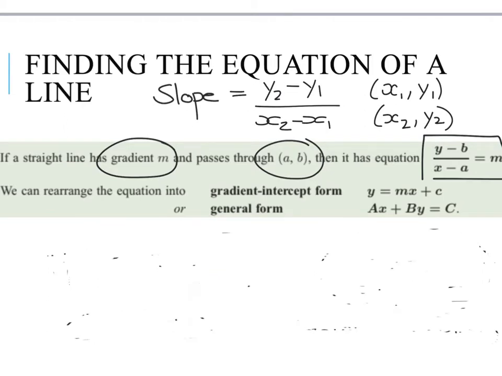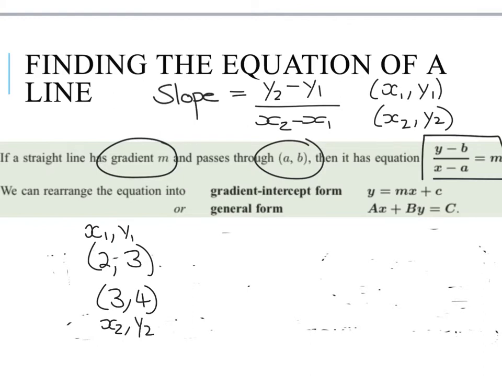So if I have 2 points, I have to find the slope. So maybe I've got the point (2, 3), and I've got the point (3, 4). Well, I could say that this point is (x1, y1), and this point is (x2, y2), which means x1 is equal to 2, y1 is equal to 3, and x2 is equal to 3 and y2 is equal to 4. And I just substitute that into the formula and find the slope.